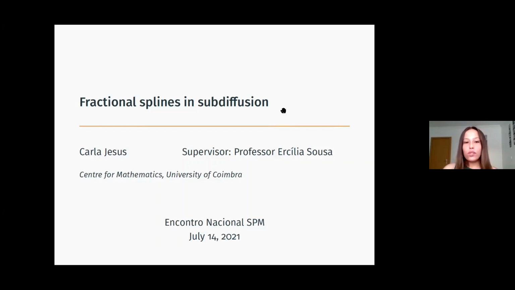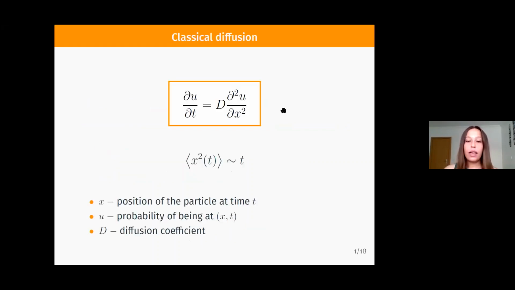First of all, I'm going to talk about classical diffusion. Here, U is the probability of an object to be found at position x at time t, and D is the diffusion coefficient. It was Einstein who in 1905 derived the diffusion equation while working on Brownian motion. Here we have that the second moment grows linearly in time, and anomalous diffusion takes place when some of the hypotheses for the classical diffusion don't hold.